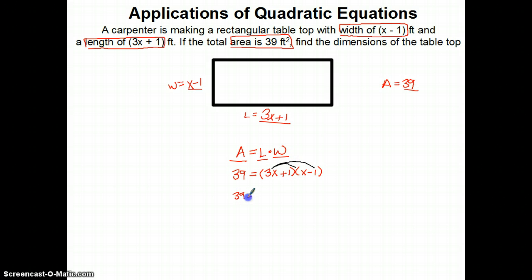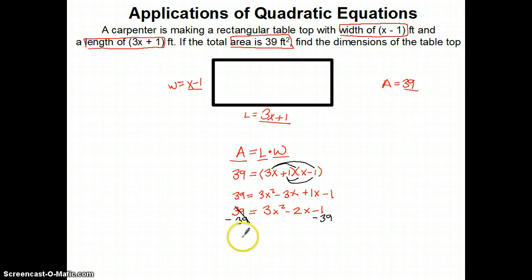On the right, I have 3x squared minus 3x. I then distribute my positive 1 to get plus 1x minus 1. All we are doing is applying the FOIL property. We're simply foiling to expand this polynomial. From here, I'm going to simplify the right-hand side. 39 equals 3x squared, and I can add these two together to get minus 2x minus 1. I'll go ahead and get a 0 on one side so that we can decide which method we should use to solve it.